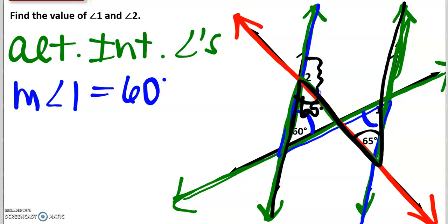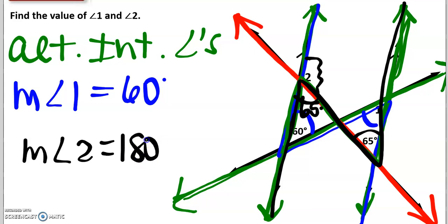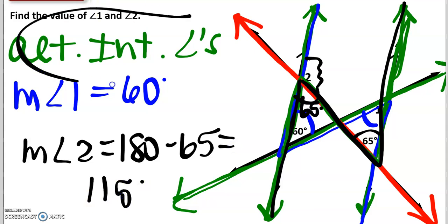So how am I going to find the measure of angle 2? Okay, I'm going to do 180 minus 65 because that's going to give me the measure of angle 2 is 115 degrees. All from using the alternate interior angles theorem.